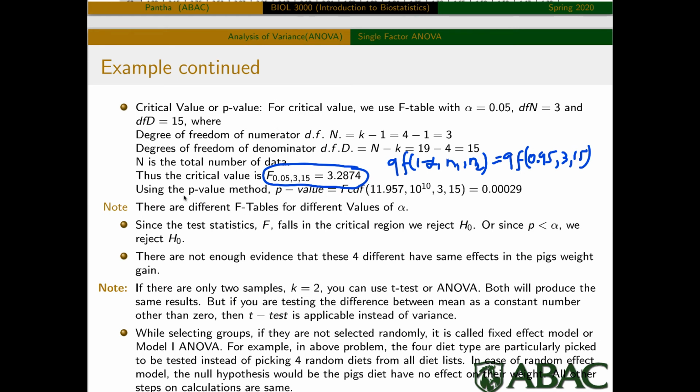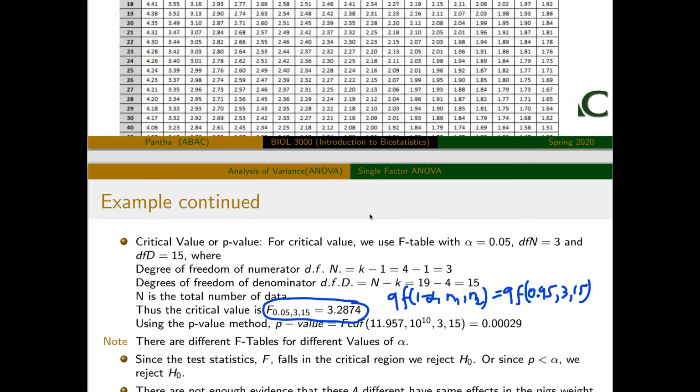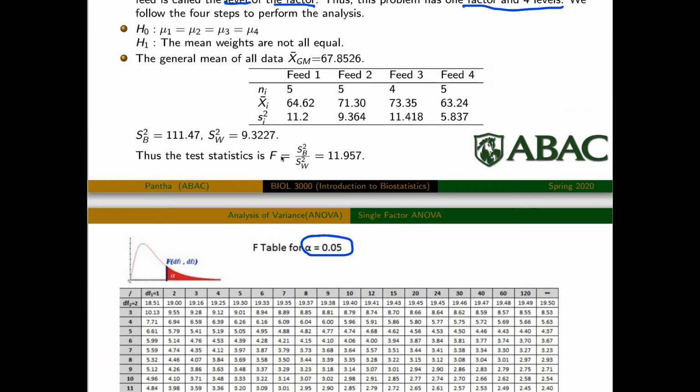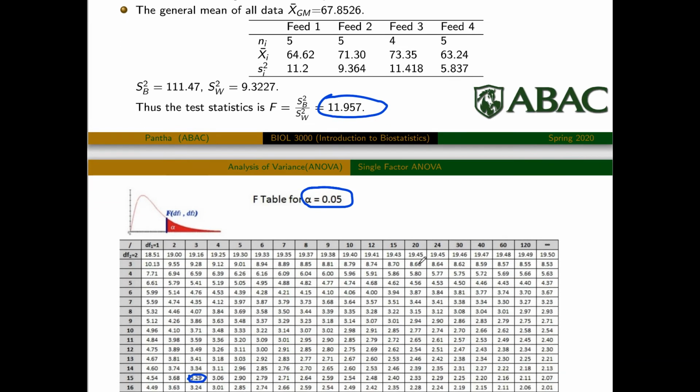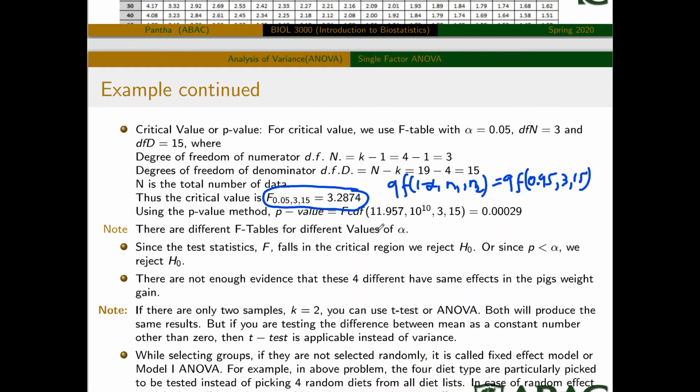So using the critical value method, this is the critical value. And if you want to use the p-value, what you need to do is find the area to the right of the test value. So how do I find the area to the right of this? On the calculator you use FCDF, with lower bound 11.957, upper bound 10 to the 10 for the right area, and then the degrees of freedom of the numerator and the degrees of freedom of the denominator. That's what you do, and that's what you get.